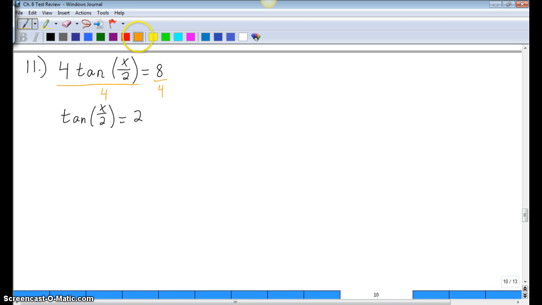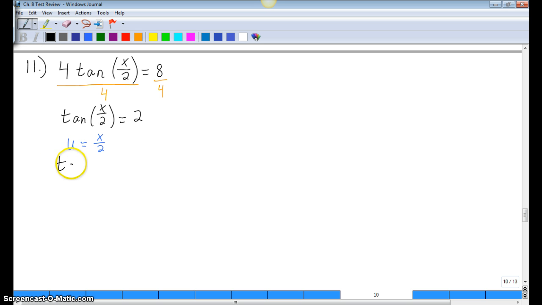Alright, so from here, the first difference is actually going to be that we need to use substitution. We don't just have tangent of x anymore. Anytime you don't have tangent of x or cosine of x, you need to use substitution and set u equal to whatever is inside of our trig function.